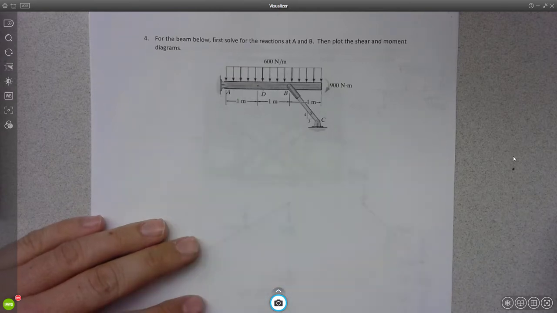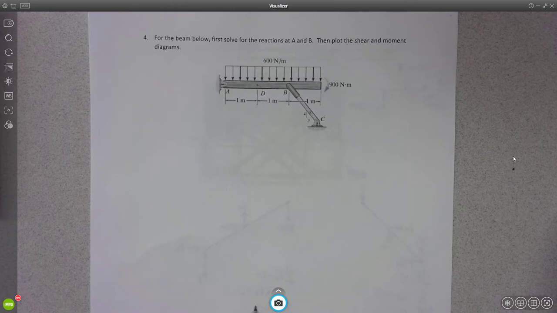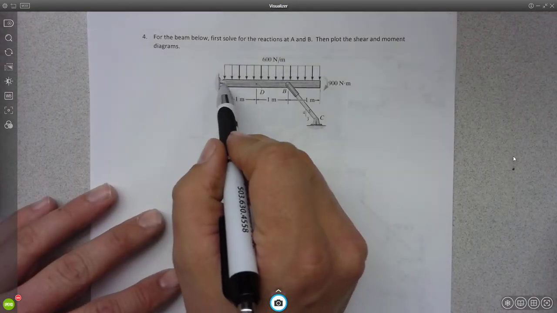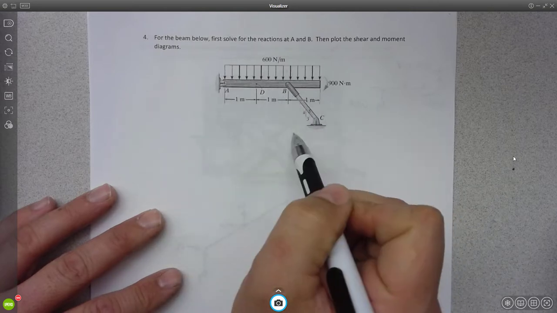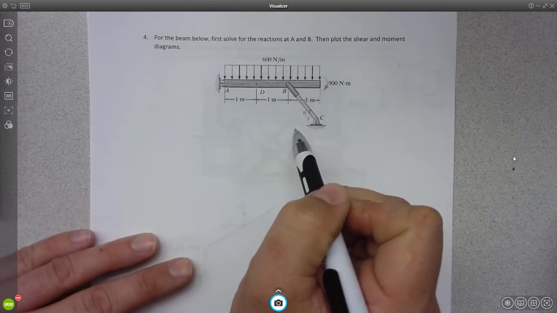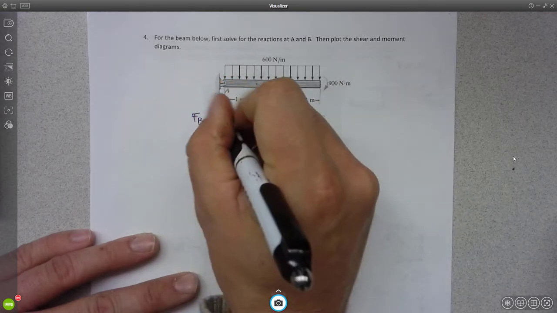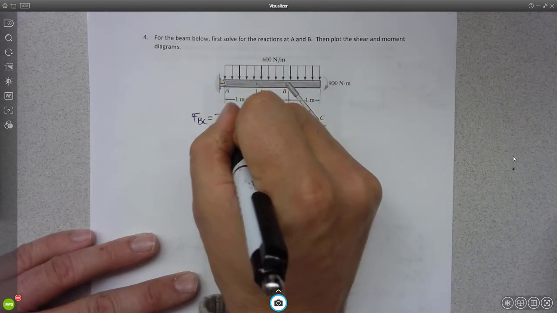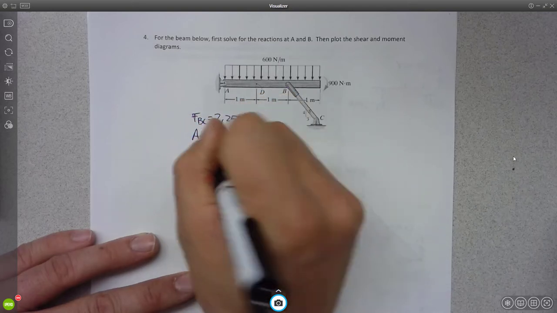The first step was solving for the reactions. I did that by just summing the moments about A to get me what BC was, all right? And I found that FBC was 2,250 pounds, and AY was 0.